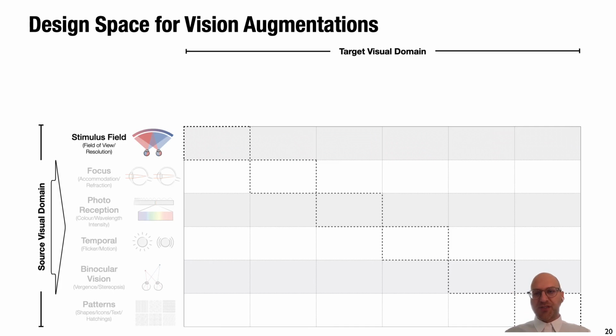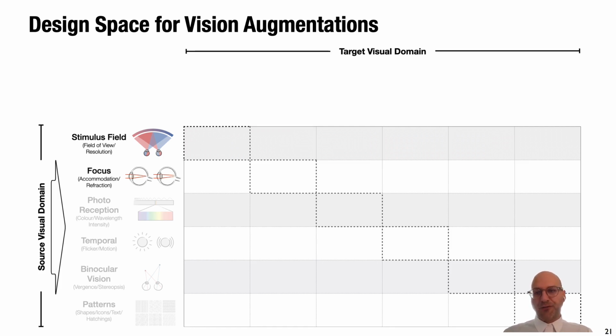These visual cues, we didn't use the word cues because there's a certain notion attached to it that would not allow us to cover the full design space. We used the word visual domains, and we identified 6 key visual domains. That is the stimulus field. That's everything related to how much we see, so our field of view, but also the resolution and magnification.